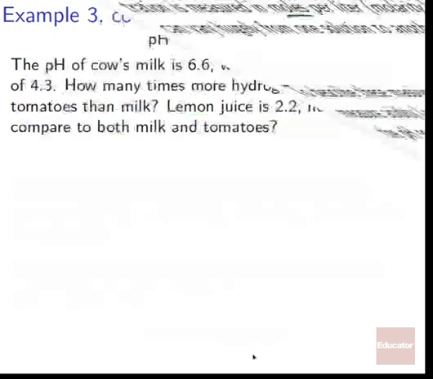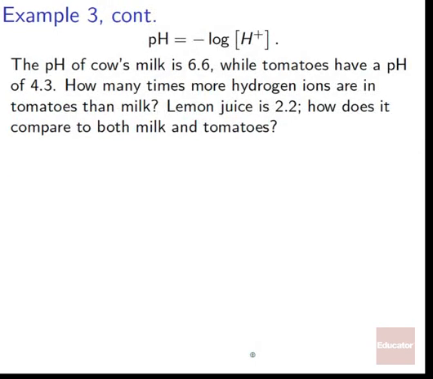Okay. With this idea in mind, we can now look at some interesting things. The pH of cow's milk is 6.6, while tomatoes have a pH of 4.3. How many times more hydrogen ions are in tomatoes than milk?